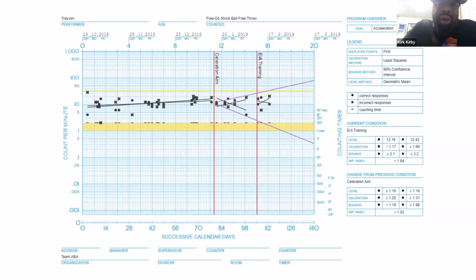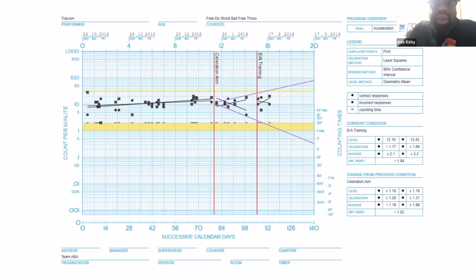But our phase change line here, we put in the acceleration aim for our shooter. And this particular shooter, the previous year, I believe he shot under 47% from the line. So this is all practice data. Our first phase change was putting in the acceleration line. So you start to see some improvement here.